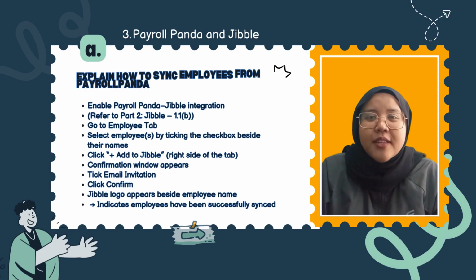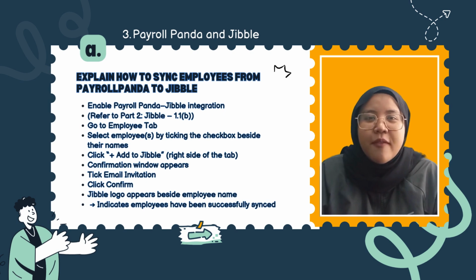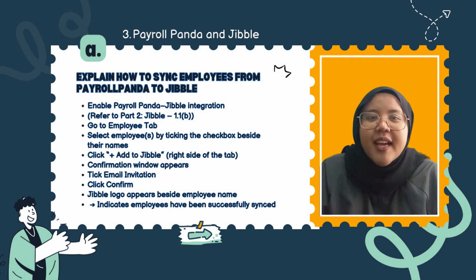To sync employees from Payroll Panda to JIBL, you first need to enable the integration between the two platforms. After finishing all the process, the user can start syncing by going to the Employee tab. To sync, click on the box at the left side of the tab, which is above the employee's name. After clicking it, the user then clicks on plus add to JIBL, which is located at the right side of the tab.